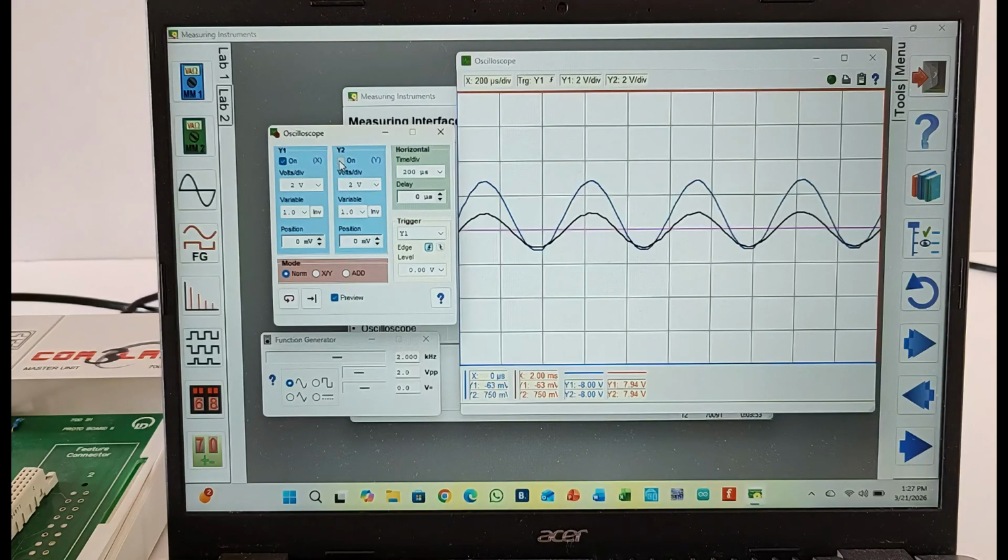However, for the output, let me take out Y1 here. Notice that the output is slightly above the origin, or the zero line, of the oscilloscope. What happened here is that a certain value of DC offset actually entered our 741 IC. If you remember my earlier discussion on DC offset, the one being prevented by the coupling capacitor from entering our 741 IC, a certain value of DC offset has entered through it.